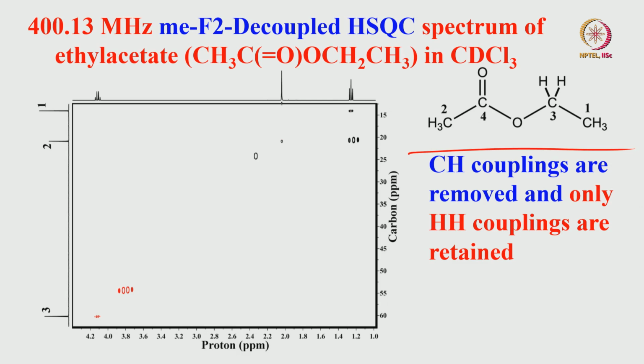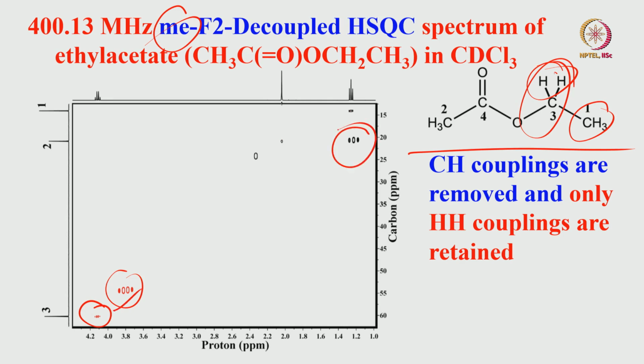If we do multiplicity edited, ME means multiplicity edited, F2 decoupled HSQC, see here it is a quartet because CH coupling is broken, we are going to get HH coupling for this CH2, a quartet because of this. But because it is a CH2 carbon attached to an even number of protons, this is negative in sign. See, black color is positive, red color is negative. That is a convention we are following here.